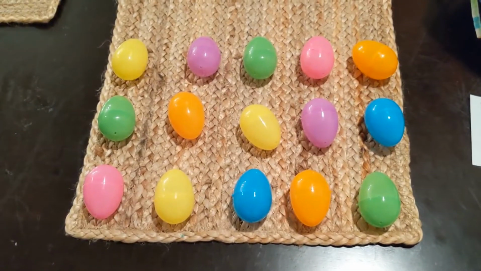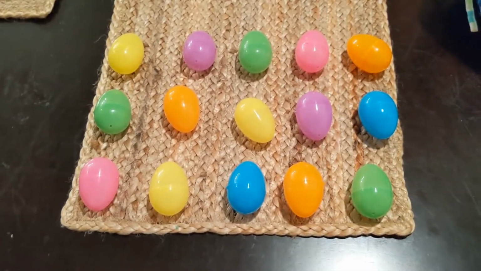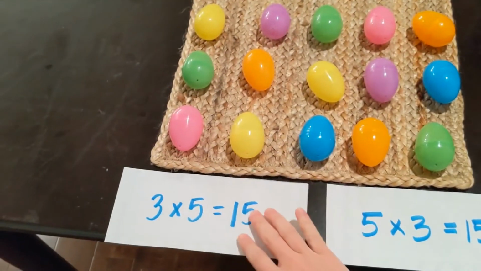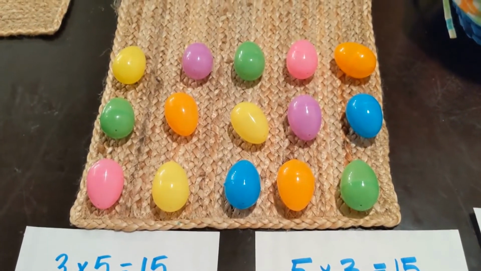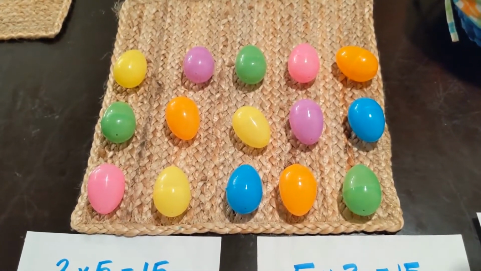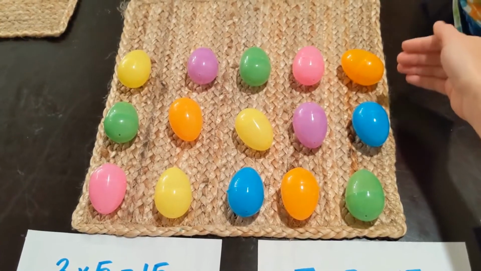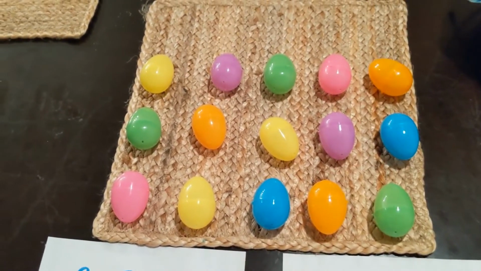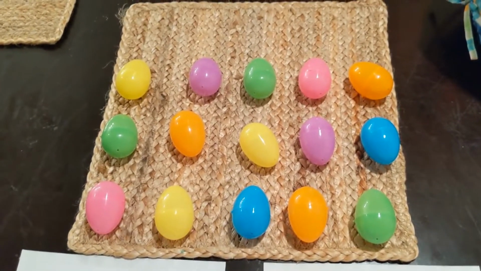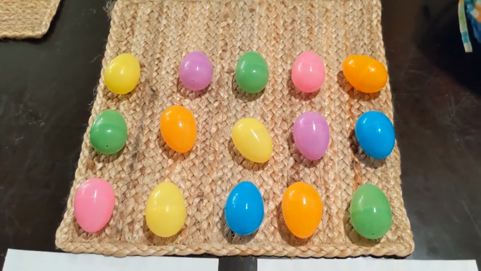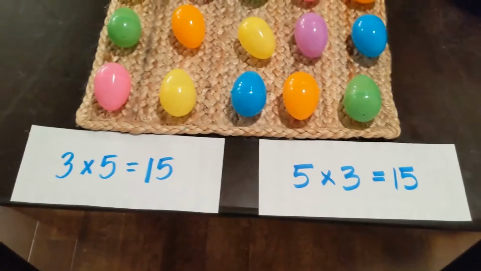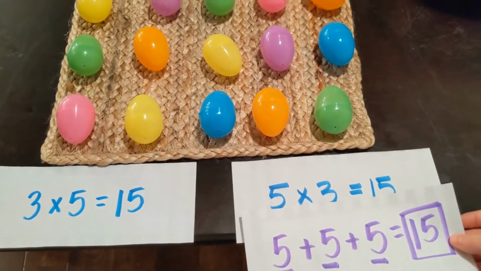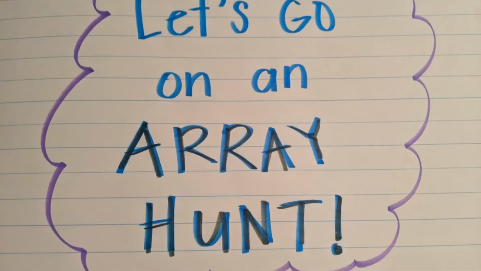So keep working on your skip counting. And as you walk around your house, see if you can find any arrays that are objects placed in rows and in columns. And see if you can find any and write down your addition sentence, and maybe find a multiplication sentence that could match. 5 added 3 times.